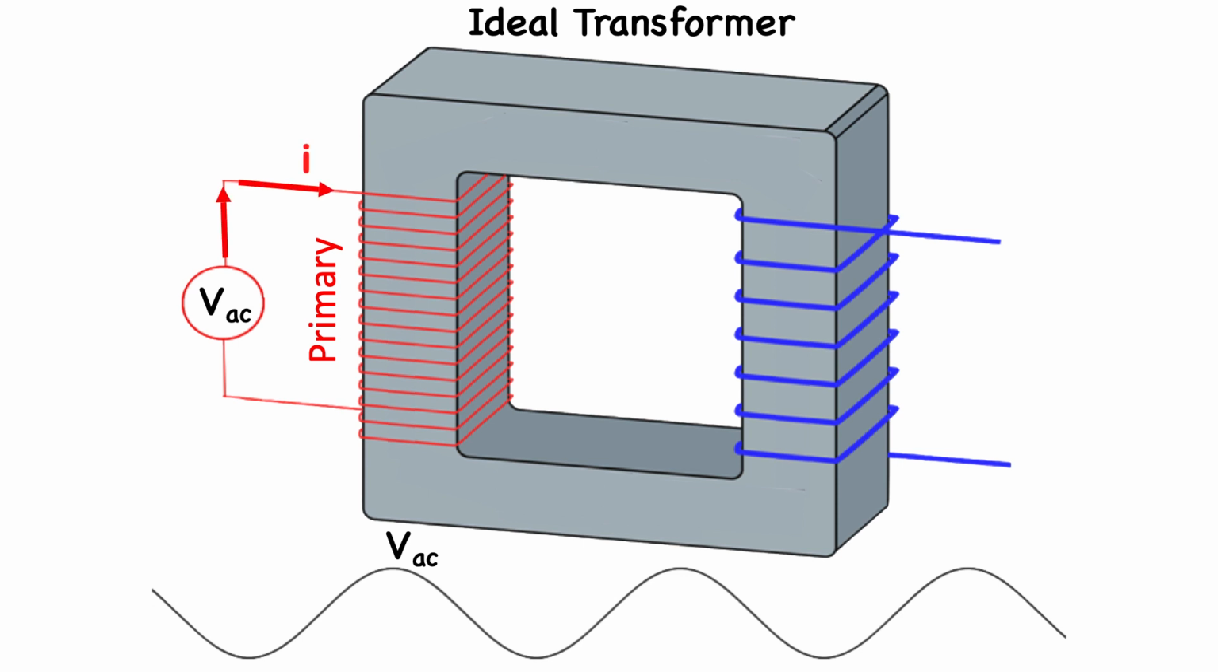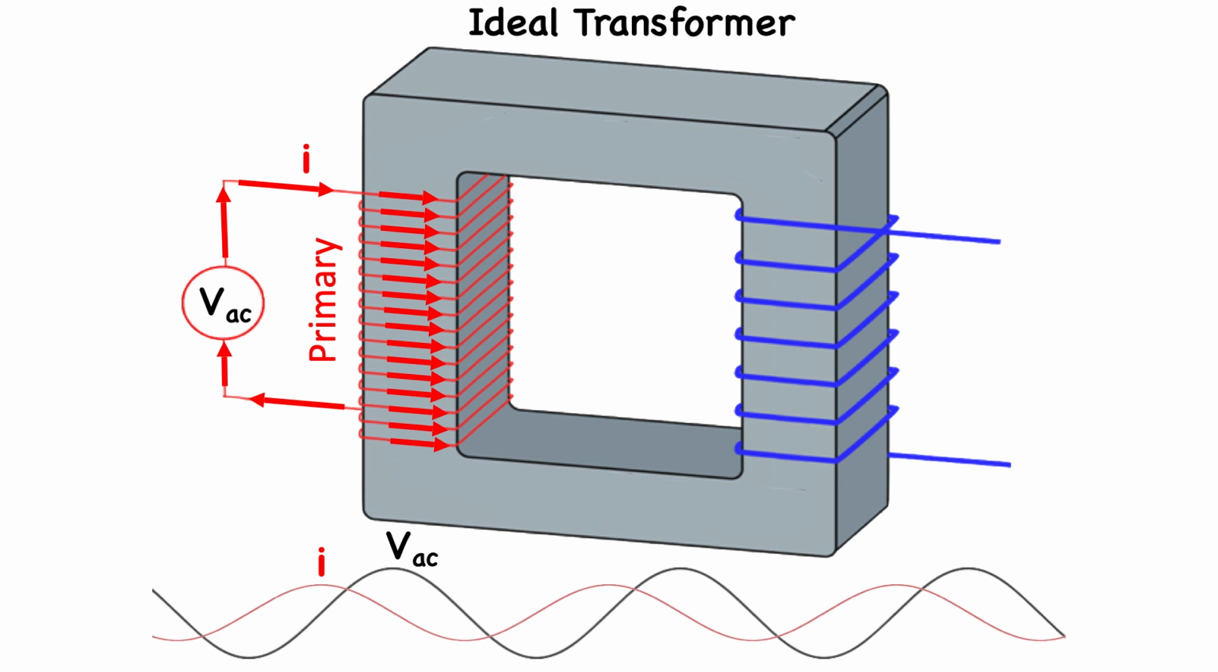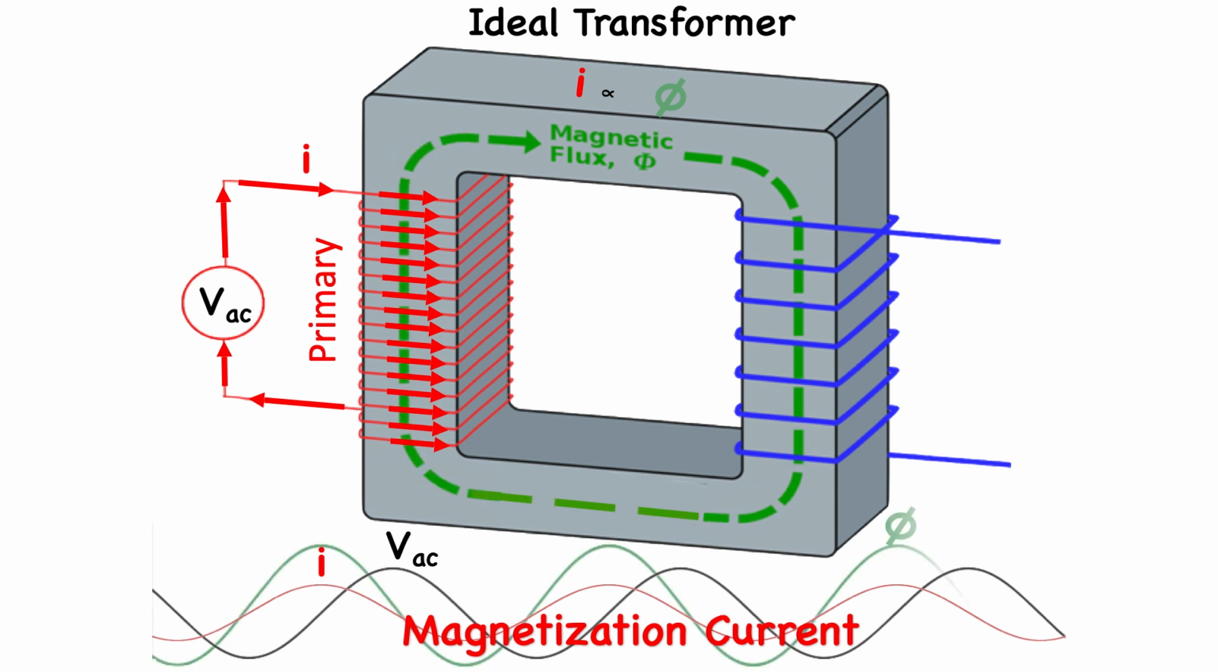This AC voltage will cause a small current to flow in the primary coil. The amount of current flowing is limited by the reactance of the primary coil. In an ideal transformer, this reactance is 100% inductance, so the current will lag the voltage by 90 degrees. This current is known as the magnetization current. Remember that any time a current flows, it will produce a magnetic flux proportional to it, which means it too is sinusoidal and in phase with the current.